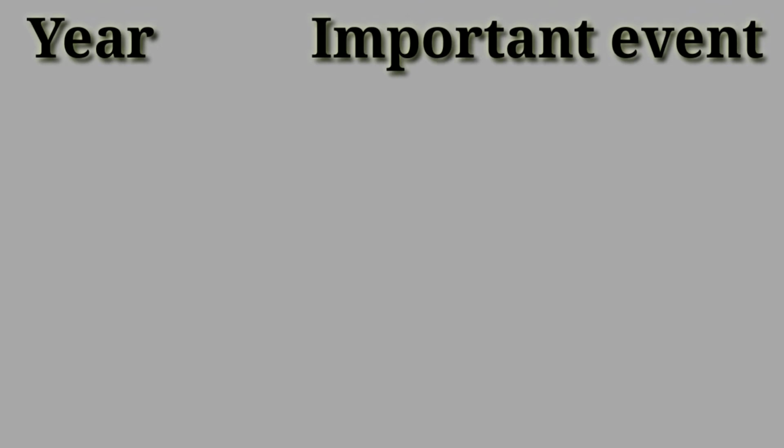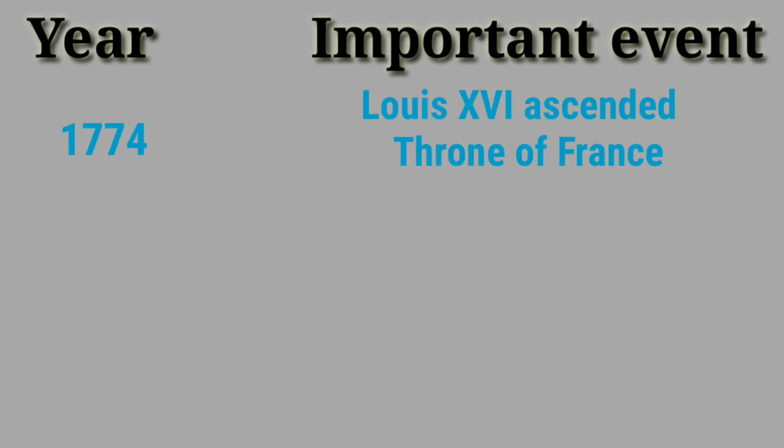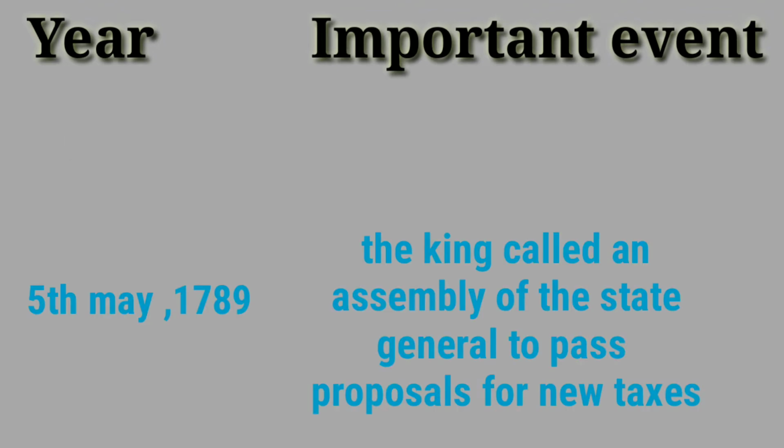Now according to the story, the first date that comes is 1774, on which Louis XVI ascended the throne of France. That means on this date Louis XVI becomes the king of France. Then on 5th May 1789, the king called an assembly of the Estates General to pass proposals of new taxes. As we have learned in the chapter, to propose any new taxes, the king has to call the Estates General. So he does the same thing on that day.